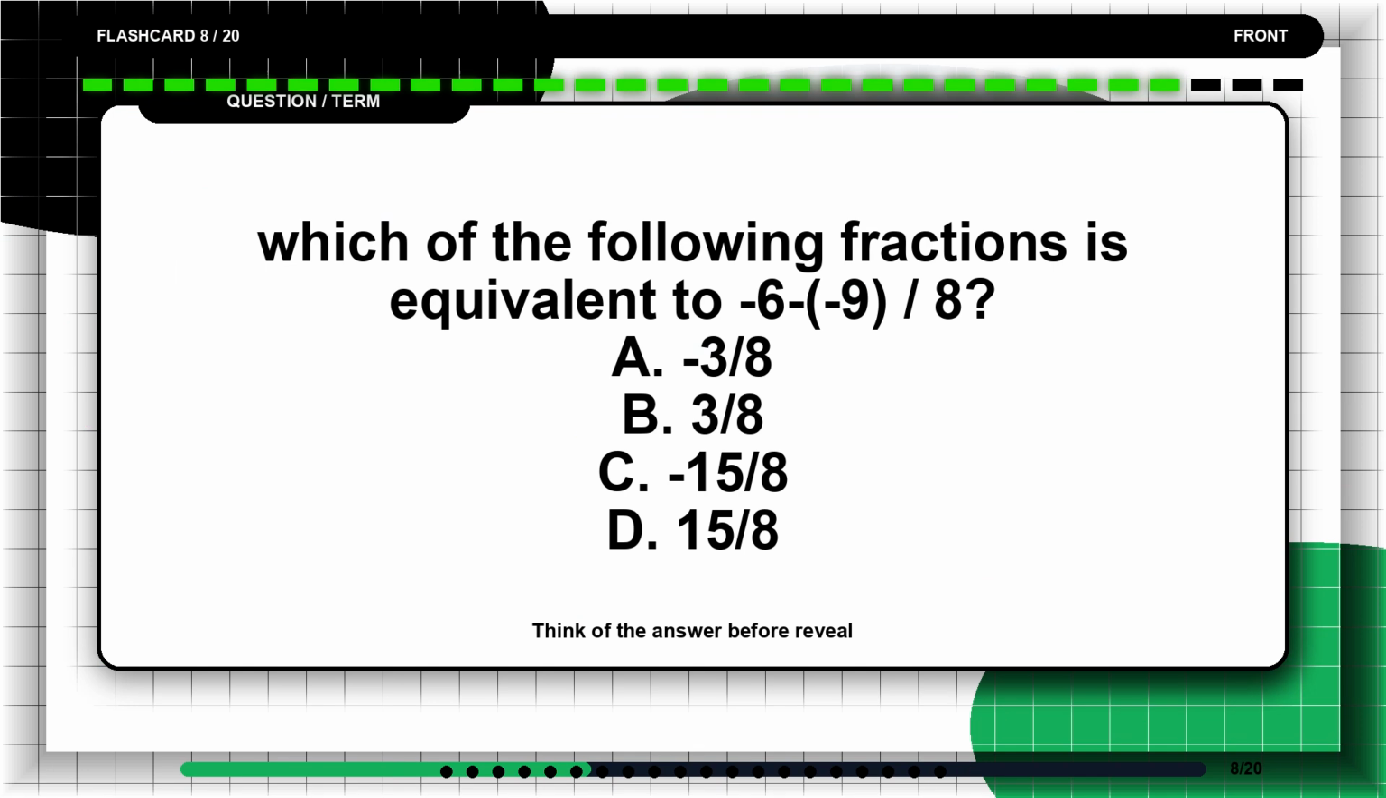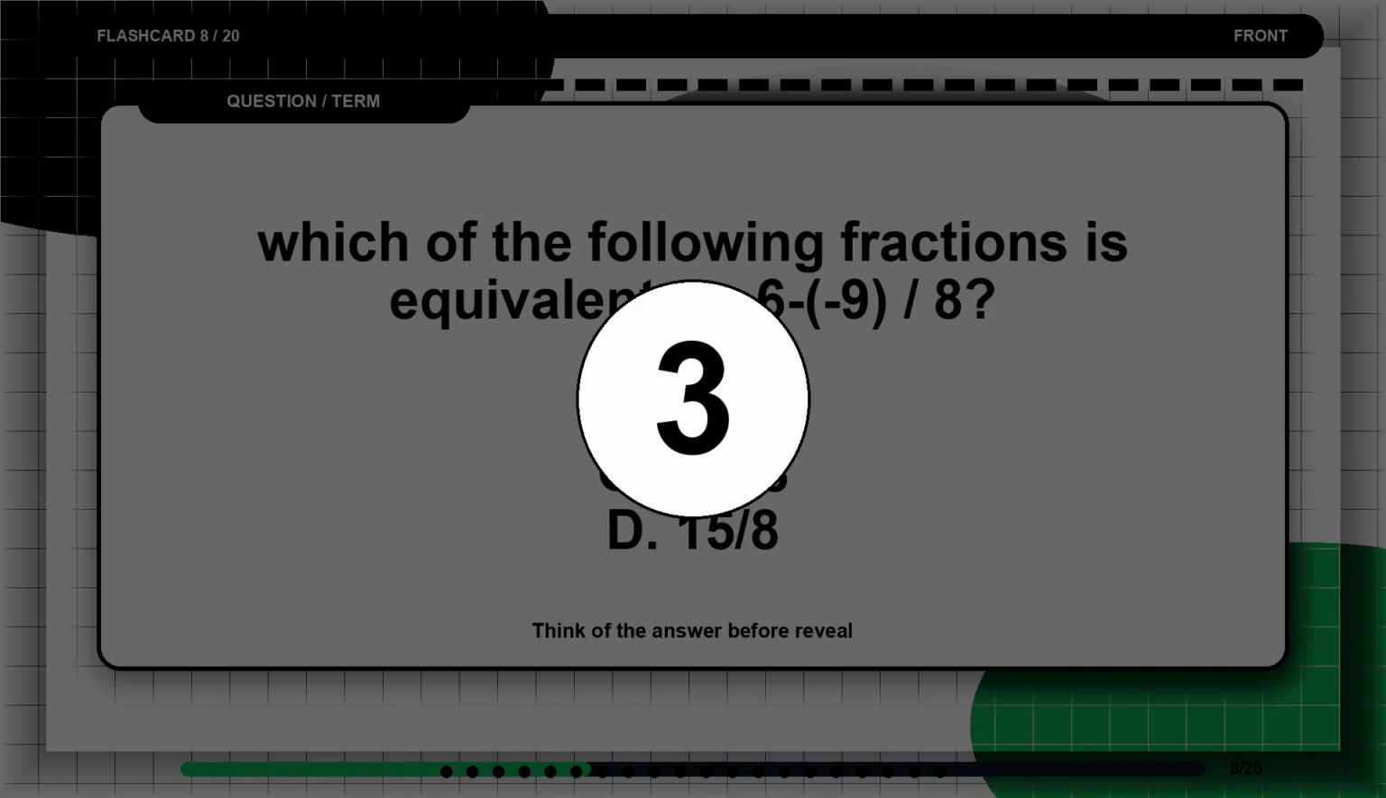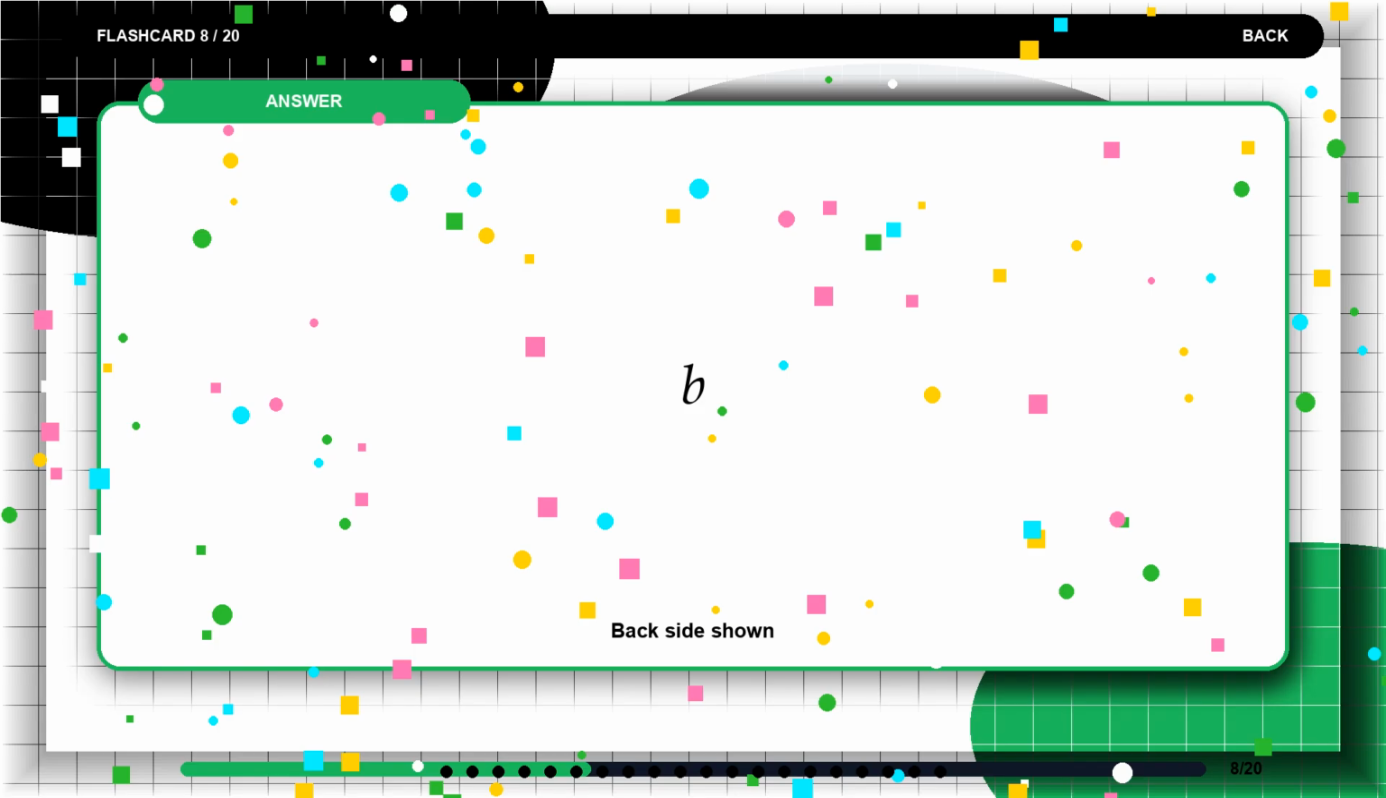Flashcard 8. Which of the following fractions is equivalent to 6 9/8? Pause and think of the answer before the reveal. The answer is B.